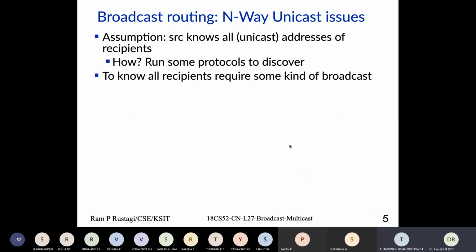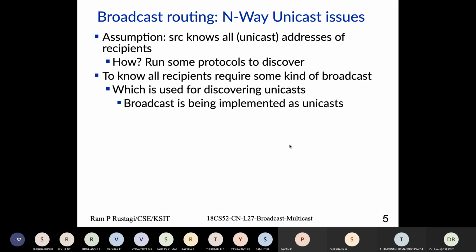So first, we said we need to have some protocol to discover how many machines there are in the network. That itself is more challenging.